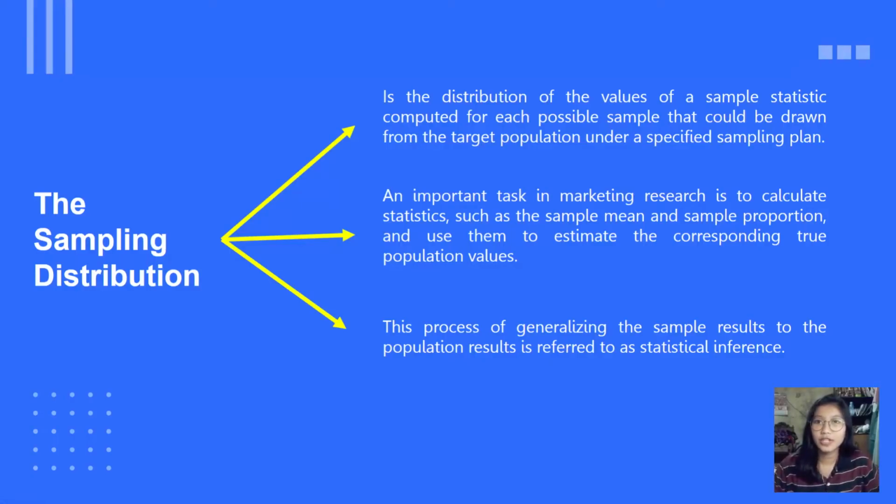The sampling distribution. The sampling distribution is the distribution of the value of a sample statistic computed for each possible sample that could be drawn from the target population under a specific sampling plan. An important task in marketing research is to calculate statistics, such as the sample mean and the sample proportion, and use them to estimate the corresponding true population value. This process of generalizing the sample result to the population results is referred to as statistical inference.